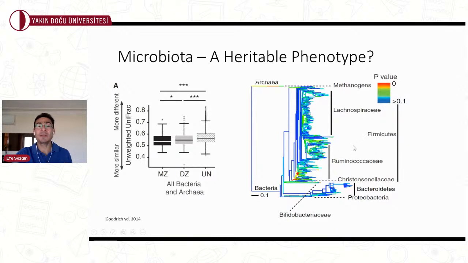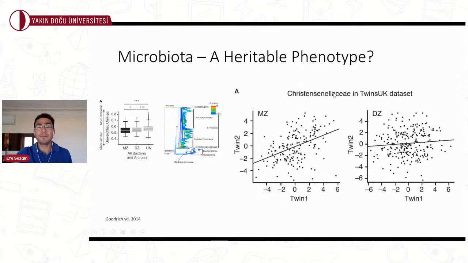So it's only very specific taxa that seem to be heritable, rather than an overall taxon distribution. It seems to be pertinent only to certain specific taxa. And they identified, for example, the Christensenellaceae. Okay, so among the monozygotic twins, this is the regression line, you can think.